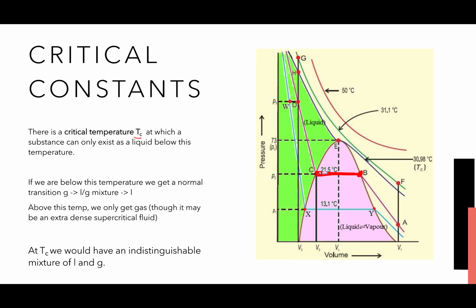And if we're at the critical temperature, right here at E, we would expect to see an indistinguishable mixture of liquid and gas. So right here, this is the liquid portion, this is the gas portion. We are sitting literally right on the border between liquid and gas, because the blue one here is our isotherm. So we're gas, gas, gas, gas, gas. Now we're liquid and gas. We're a mixture of both, basically.